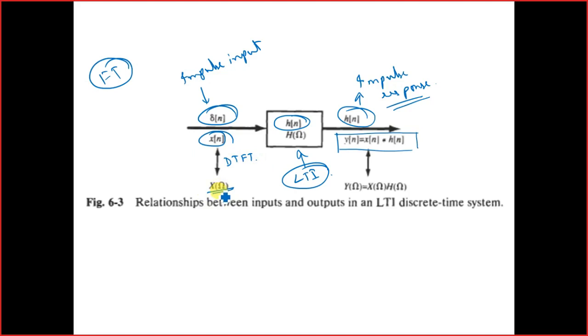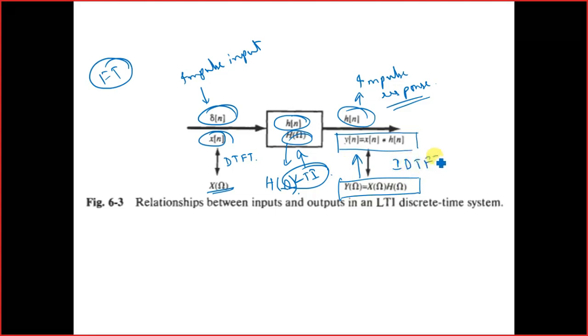And again you can take the discrete time Fourier transform to get to the frequency domain. Then from here you will also get H of omega. Finally you will get Y of omega equals X of omega multiplied by H of omega, and then if you perform the inverse discrete time Fourier transform, you will get y of n.